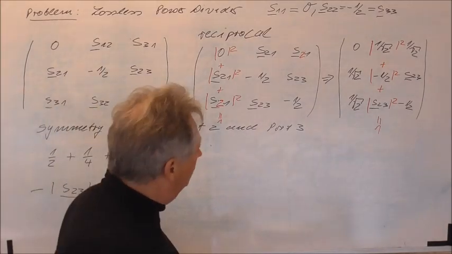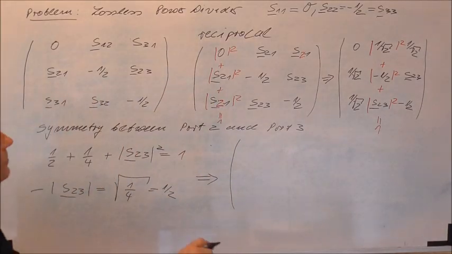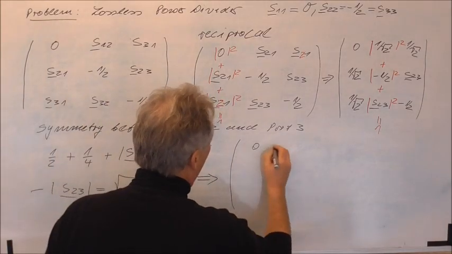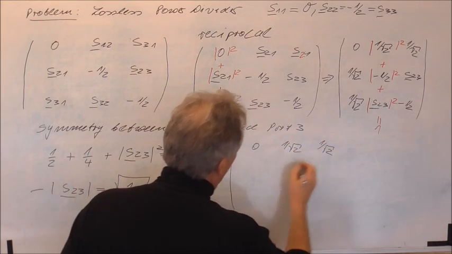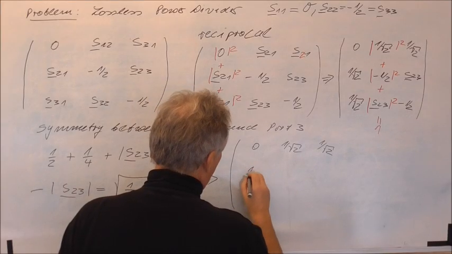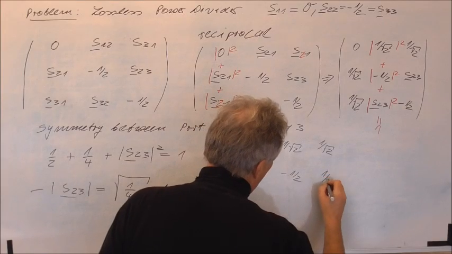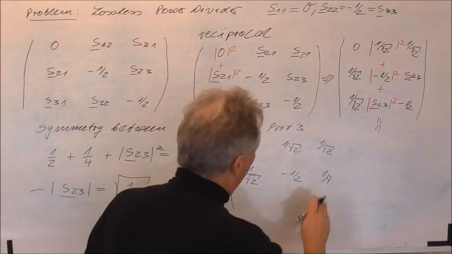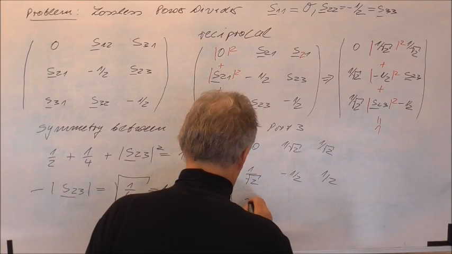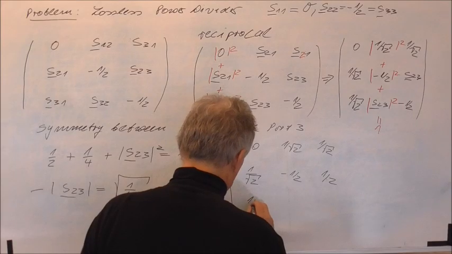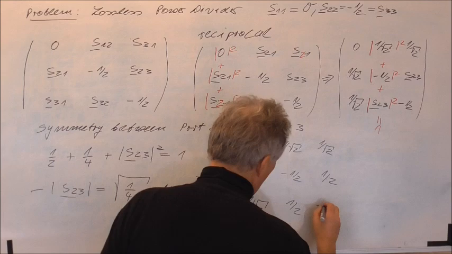Perhaps I sketch here. So the overall S matrix of this lossless power divider will be 1 over the square root of 2, 1 over the square root of 2, 1 over the square root of 2, minus 1 half, 1 over the square root, no, here not. Here it must be 1 half, and here we will have 1 over the square root of 2, 1 half, minus 1 half.